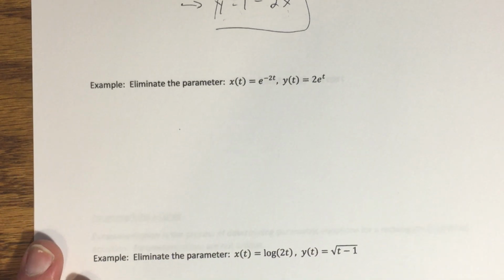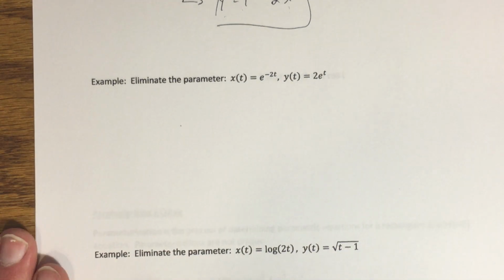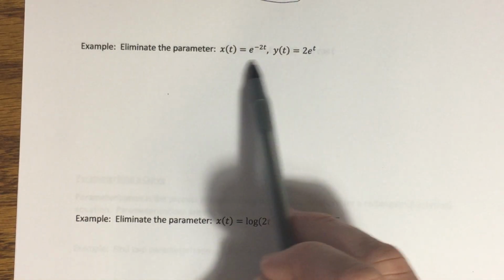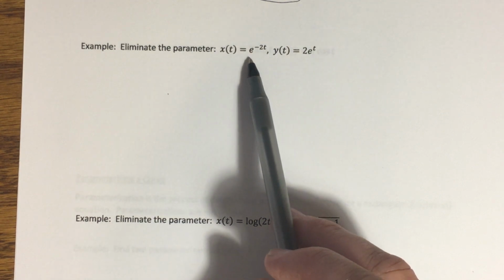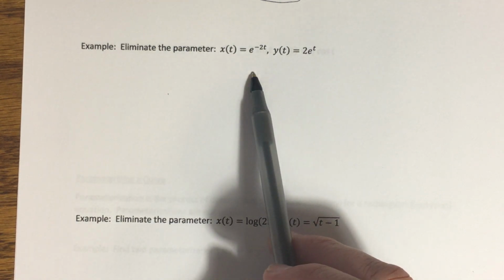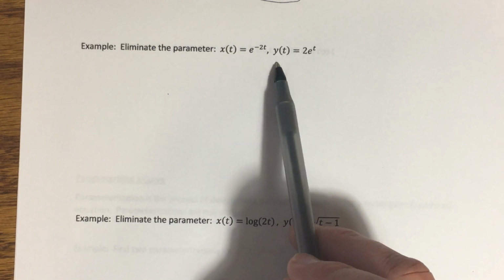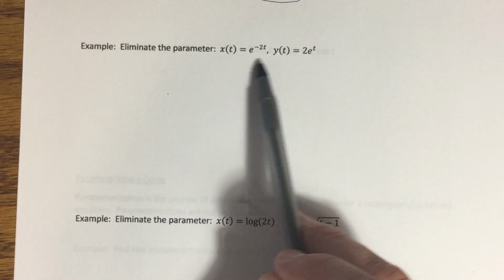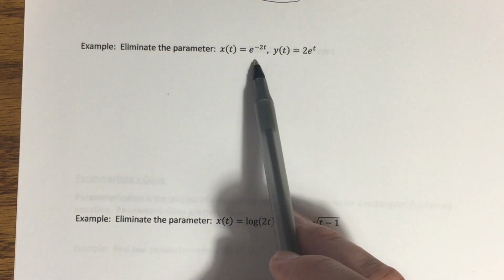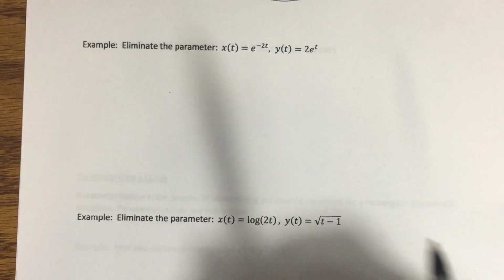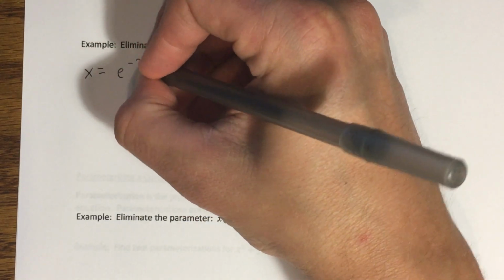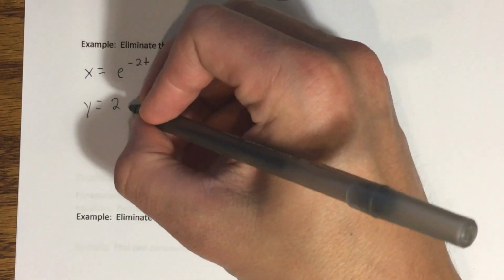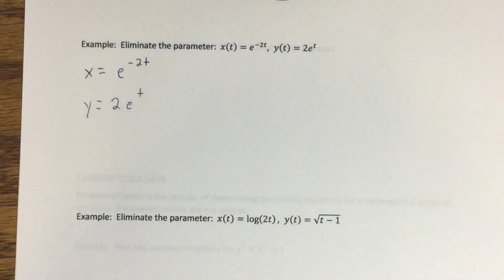We're going to do an example involving exponential functions as well, which you're going to see a few of in this section. And I know exponential functions are a topic from algebra that we haven't really hit on in our trig class at all. But you don't need to know a whole lot about them, just some basic exponent properties. So here, we're going to start the same way that we've started in the previous examples. Rewrite this as x equals e to the negative 2t, y equals 2e to the t. Okay.